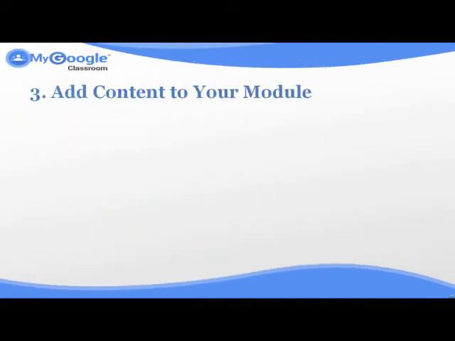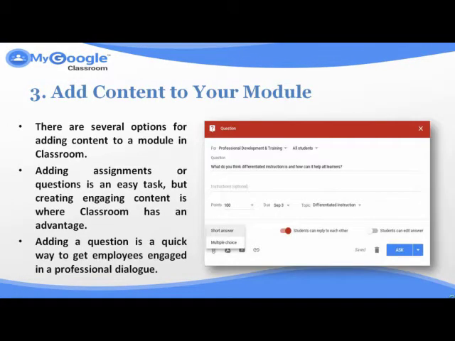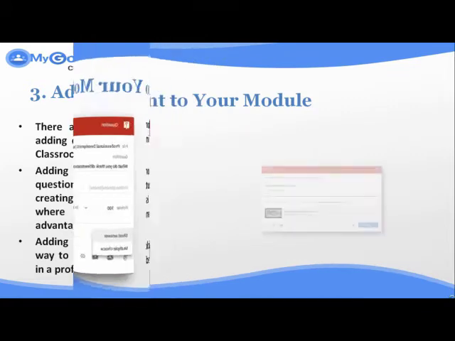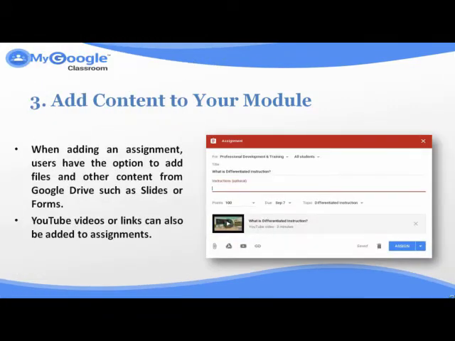Number 3. Add content to your module. There are several options for adding content to a module in Classroom. Adding assignments or questions is an easy task, but creating engaging content is where Classroom has an advantage. Adding a question is a quick way to get employees engaged in a professional dialogue. When adding an assignment, users have the option to add files and other content from Google Drive, such as slides or forms. YouTube videos or links could also be added to assignments.